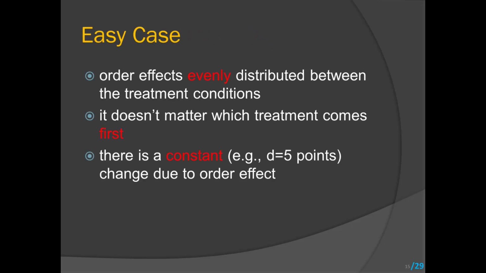So how do we do counterbalancing? There are some easy cases, which include the situation when the order effect is evenly distributed between the treatment conditions, and it doesn't matter which treatment comes first. So if we have a situation in which no matter which treatment comes first, there is a 5-point change due to the order effect, that's the easy case.